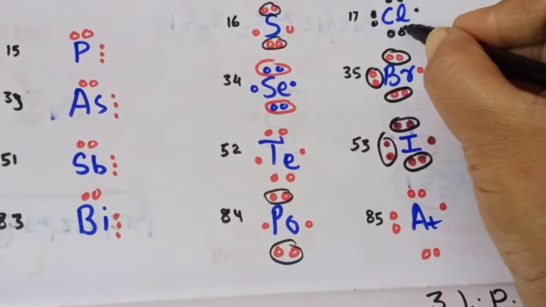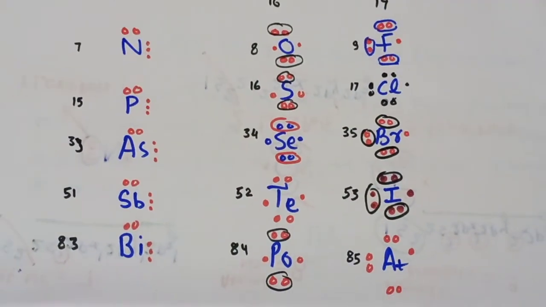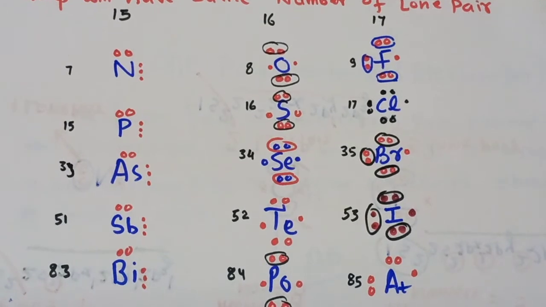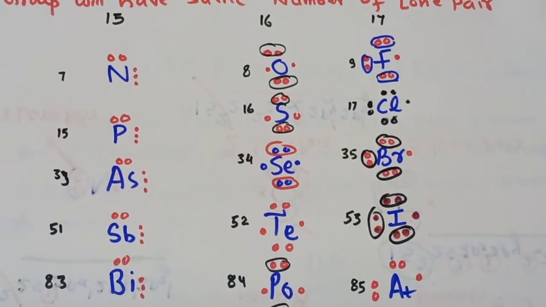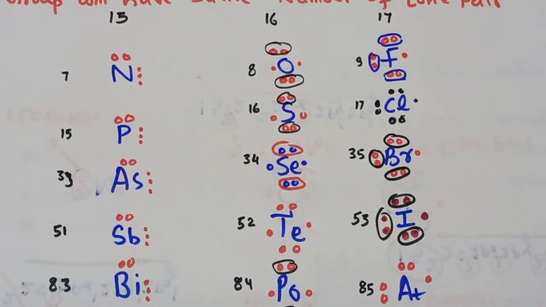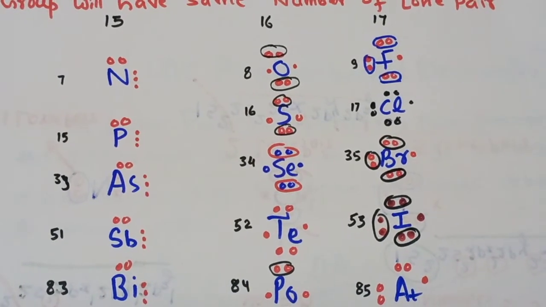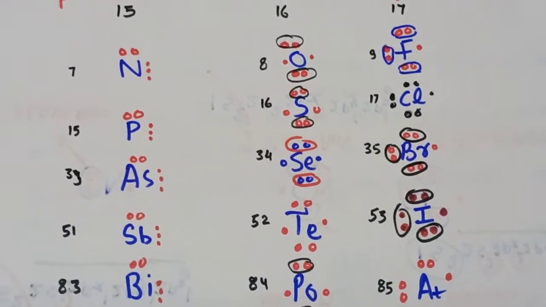So I hope the concept of the lone pair is clear to you all. This lone pair concept is very helpful to explain VSEPR theory, as well as when we are talking about the coordinate bond. So next I will try to explain the coordinate bond.